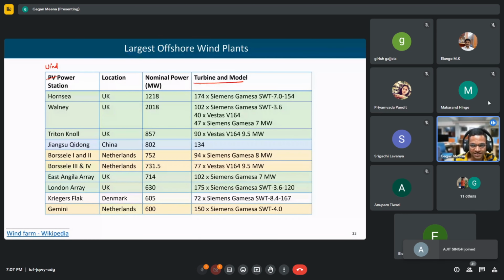Here you can see the turbines and the models which we have. These are different companies. Siemens Gamesa, Siemens is a very famous company. Then Vestas is also there. These two are the most widely used ones. UK is leading in offshore wind plants. Even other European countries, Netherlands, Denmark. Denmark is creating one entire renewable island with several wind plants. That work is being done and it will be operational by around 2030. Now we are also moving to offshore wind plants. In India also we are planning new offshore wind plants.